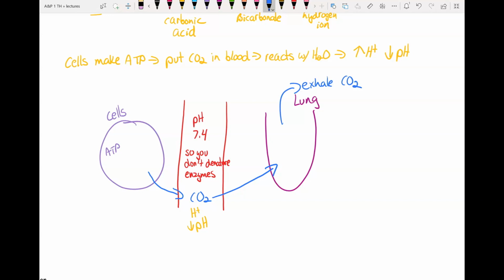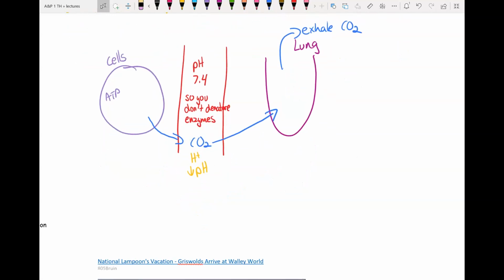You have to maintain a balance. You want to keep homeostasis. Think about what would happen to pH if you took too much carbon dioxide out of the blood. If you were taking too much out, your pH would go up. So if you have too much CO2 in your blood, you have a low pH.